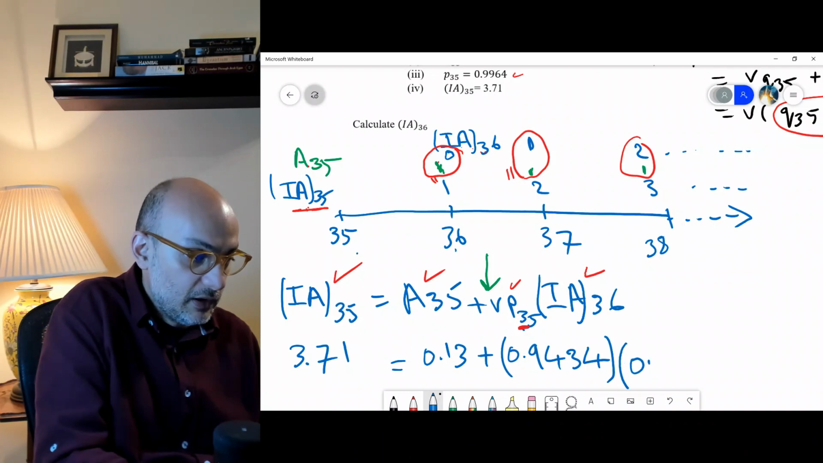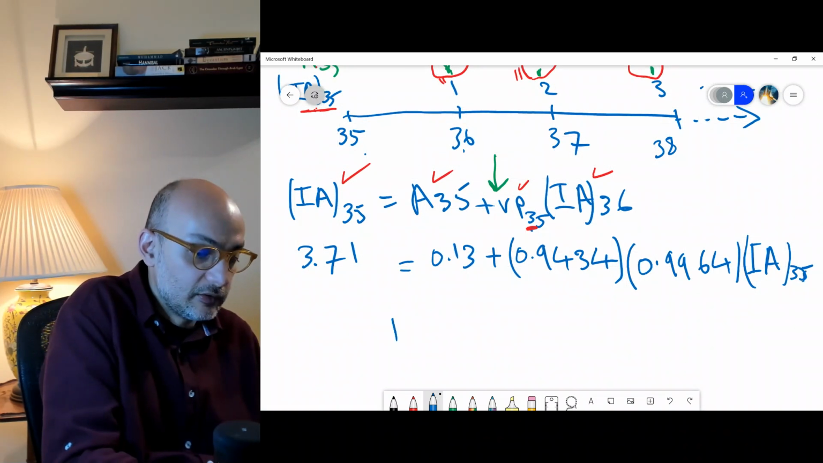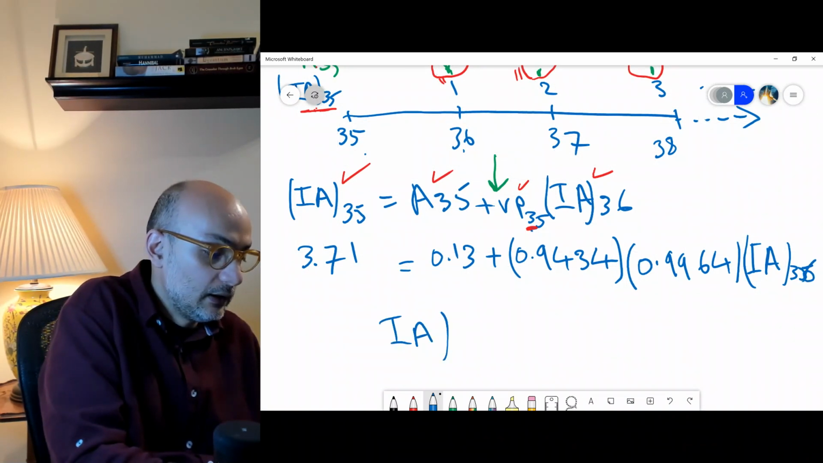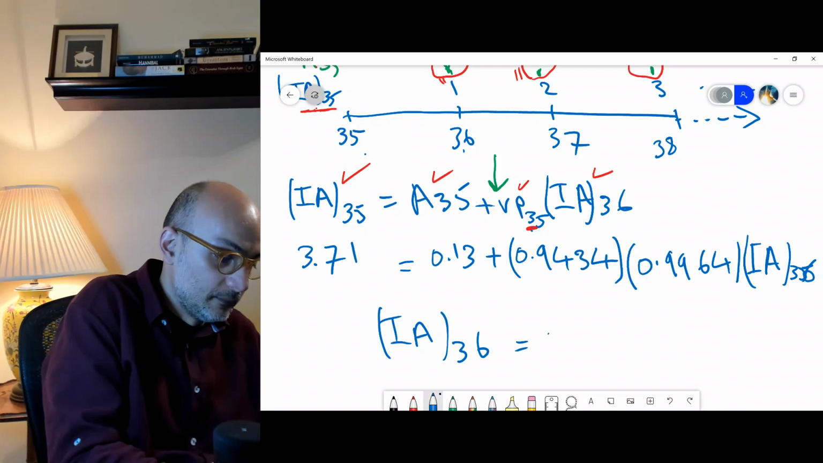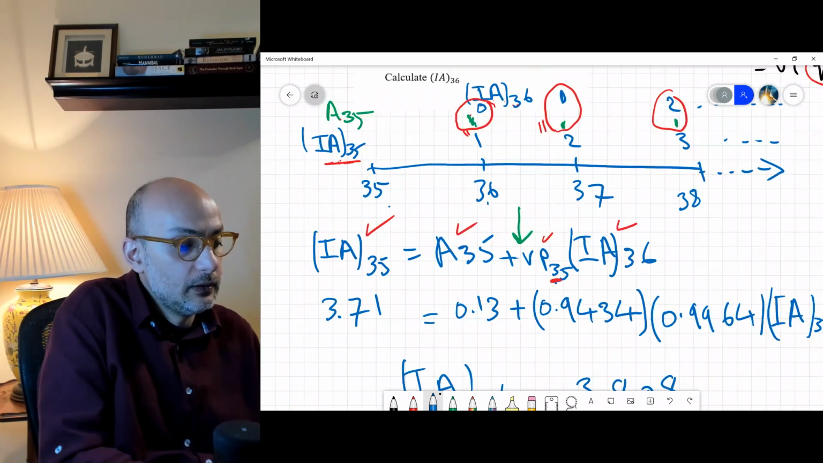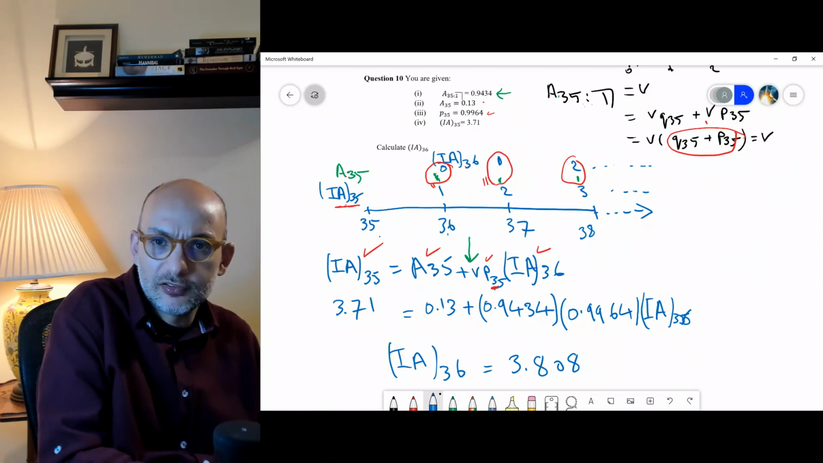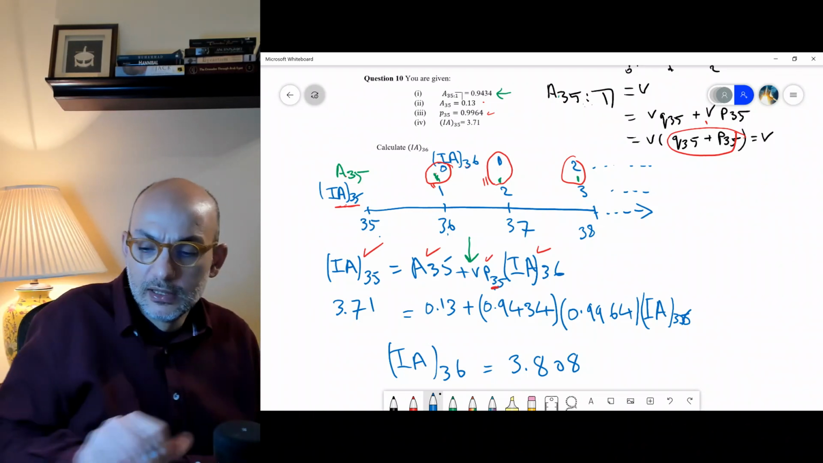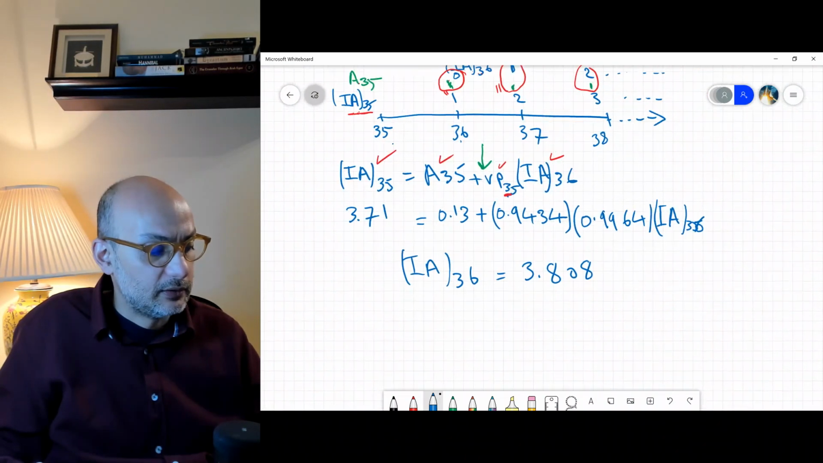So p35 is 0.9964, then (IA)35. Now, once you do this, (IA)36, you will get it to be 3.808. So this is kind of the question that I like to ask, because it has a conceptual element to it, not so much calculation, but rather the conceptual element, right?